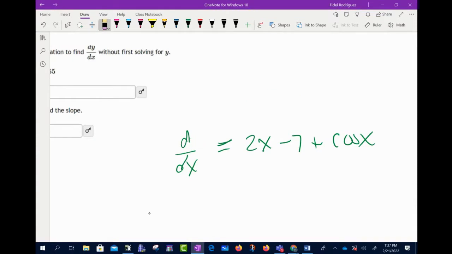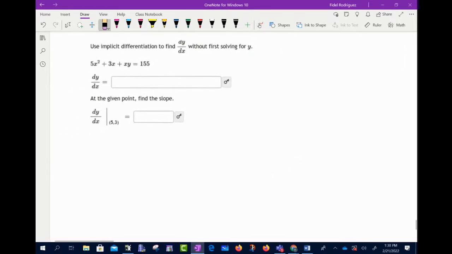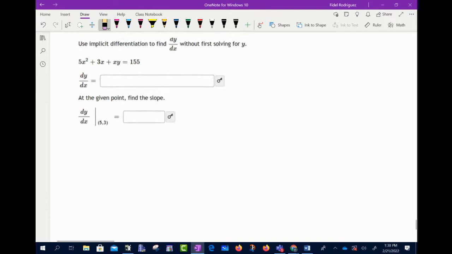Okay, so let's take a look at the next one here, y'all. Again, we're going to go slowly, one piece at a time. It says, use implicit differentiation to find dy dx without solving for y. Okie dokie, let's do it. One piece at a time. What's the derivative of 5x squared? 10x. Okay. What's the derivative of 3x? 3. Okay, don't forget this part here, y'all.